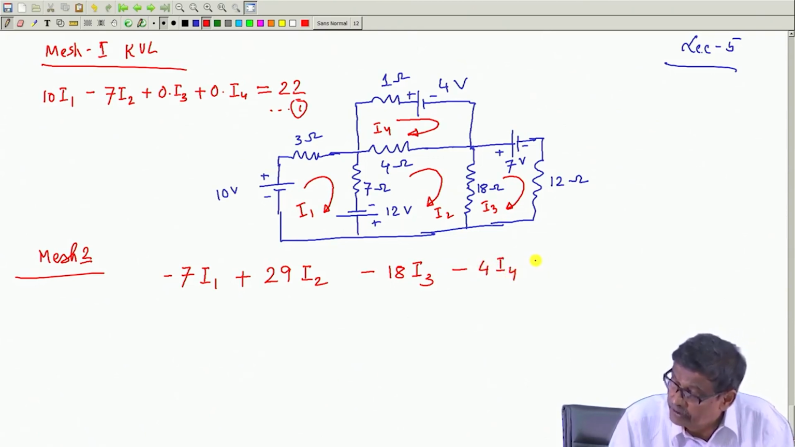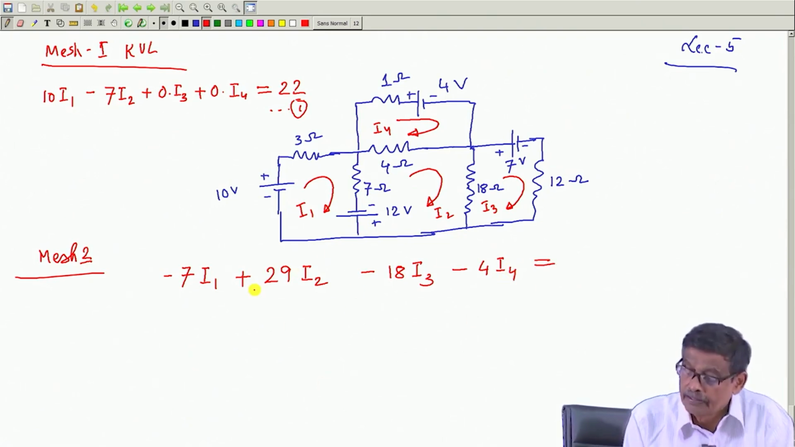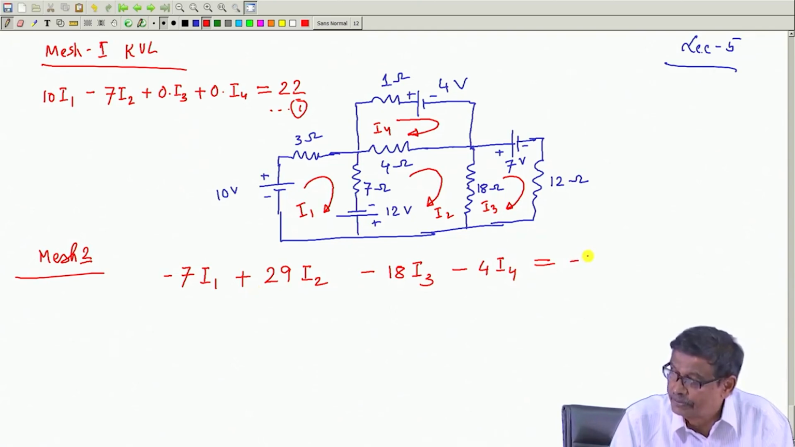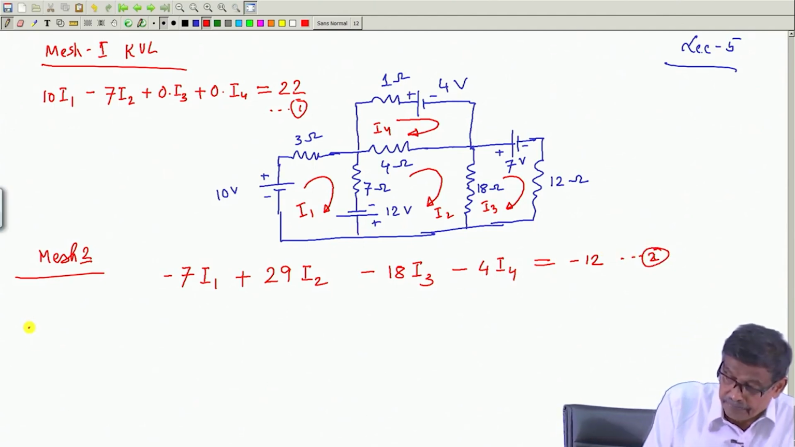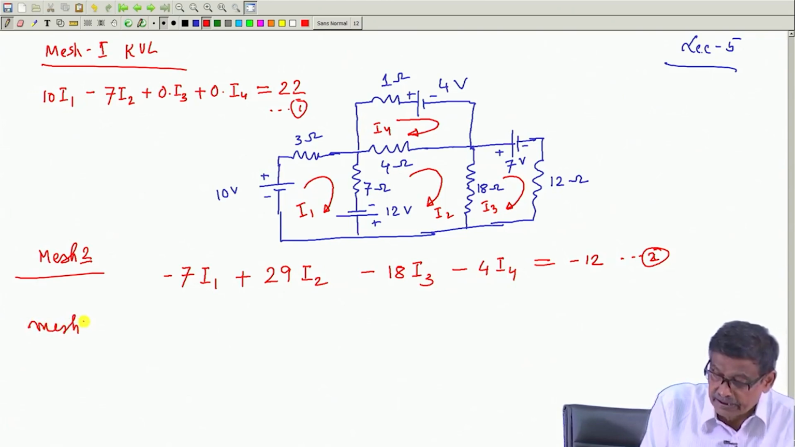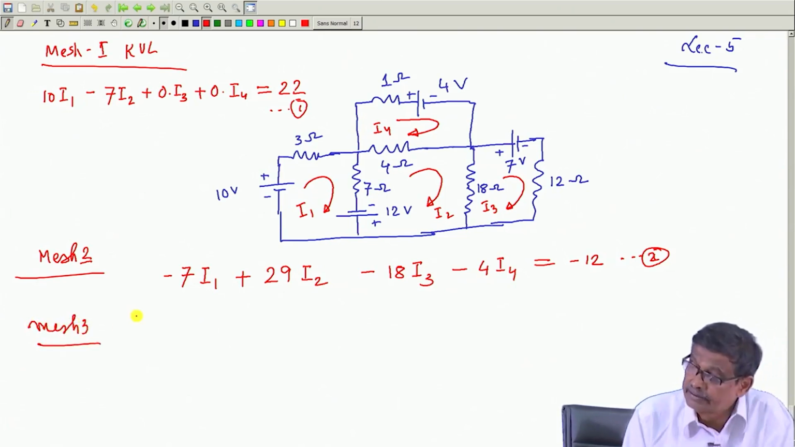And this must be equal to the sources acting in mesh 2. Only one source is acting, 12 volt, and its polarity is opposite to I 2. Therefore, it will be minus 12. So, equation 2 I will be able to write in no time. Similarly, I am writing KVL in the various meshes.